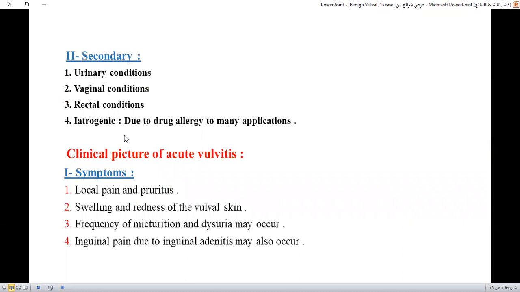What are the features of acute vulvitis? Clinical picture: what are the symptoms and signs? Symptoms are the following: local pain and pruritus, redness and swelling of the vulval skin, frequency of micturition, dysuria, and inguinal pain due to inguinal adenitis.